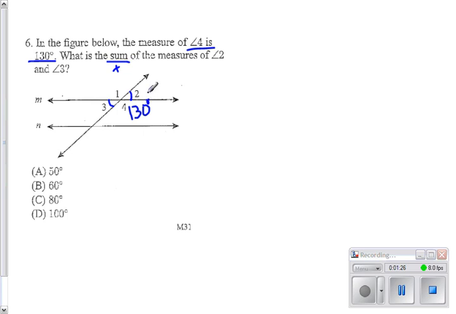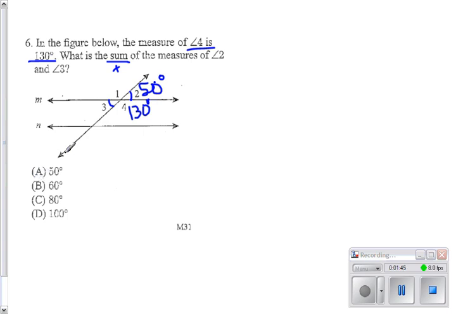So we do a little calculation in our head. We have 180 degrees total, 130 in this one. That means they are 50 degrees left in that angle there, and some people will then bubble in A for their answer choice.